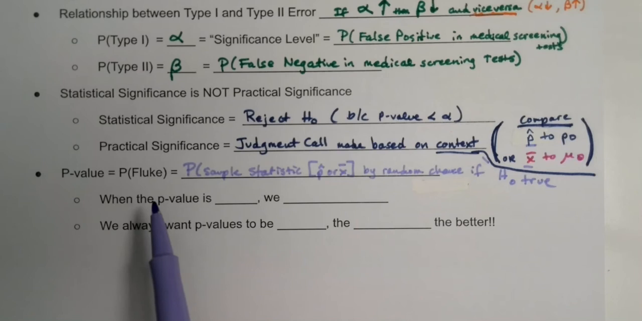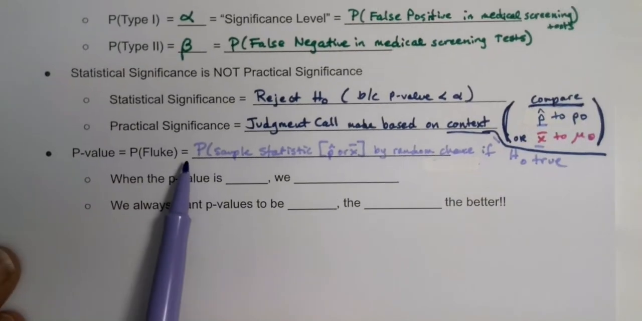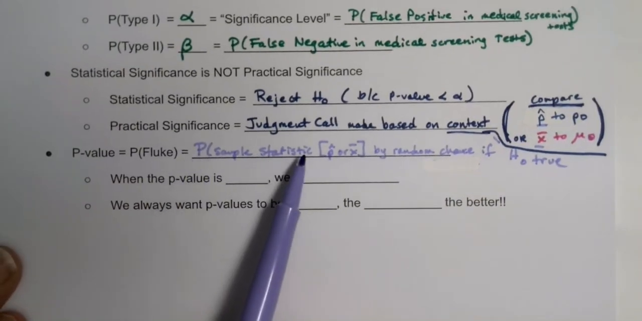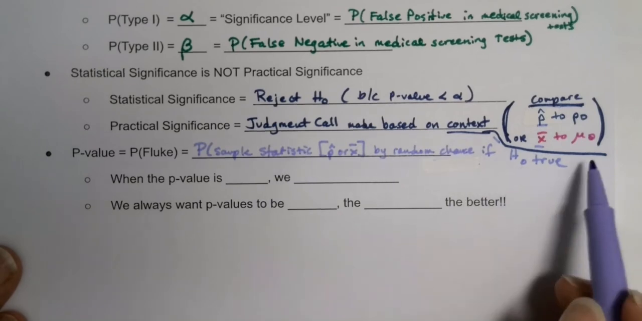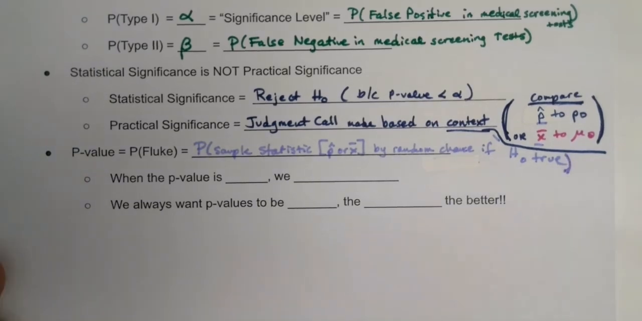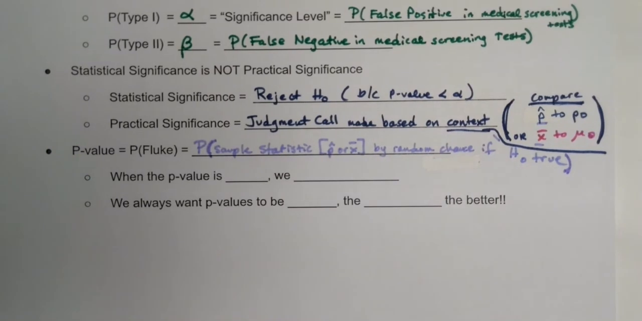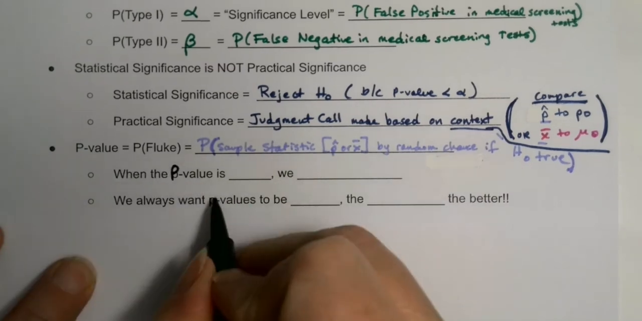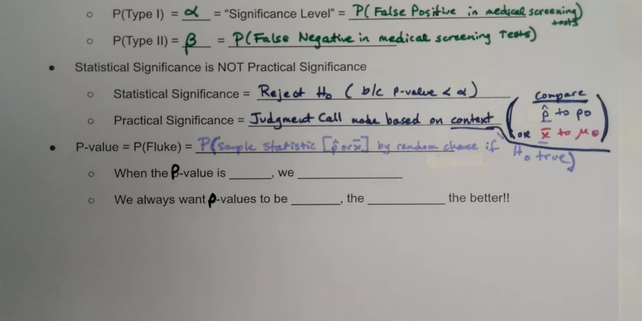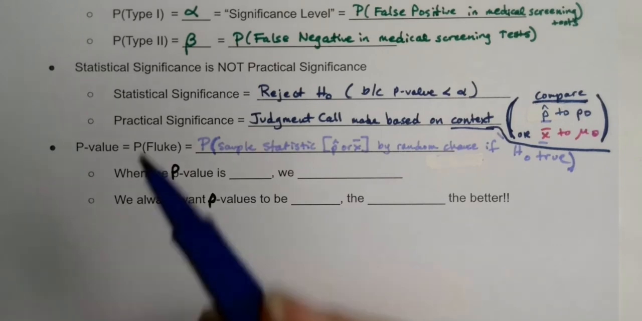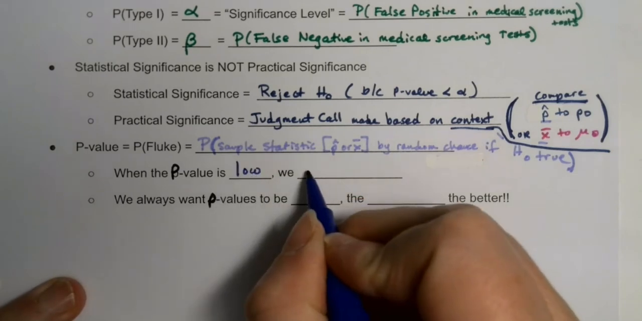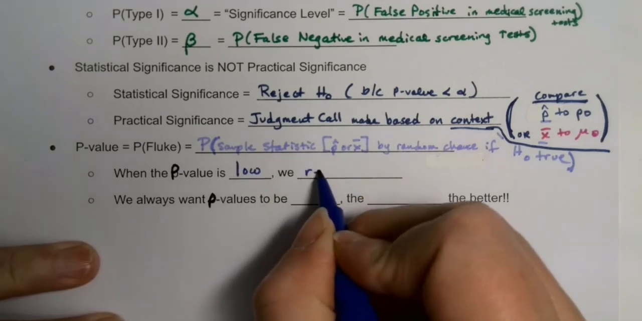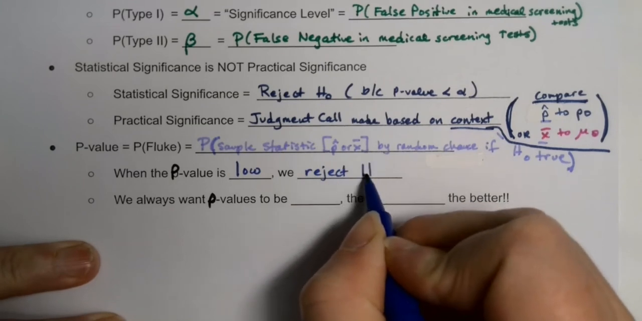P-value is the probability. That's what the P parentheses stands for. It's the probability of getting that sample statistic by random chance if H naught was true. Sorry, close that parentheses. All right. What does that mean? That means that if the p-value is low, sorry, I don't know why I didn't capitalize these, if the p-value is low, then we reject the null, right? So p-value is low, we reject H naught.